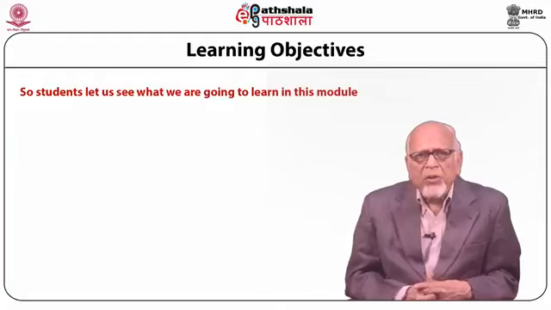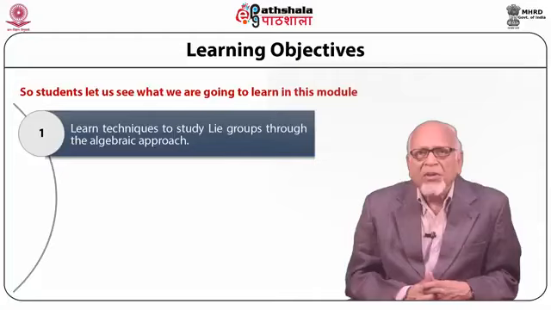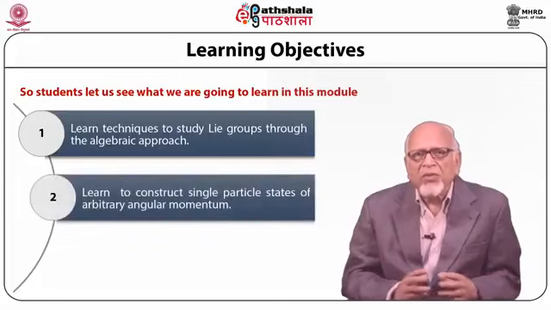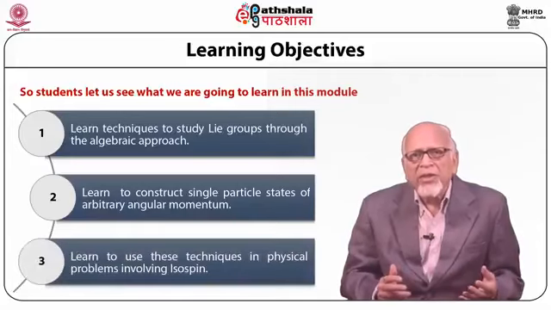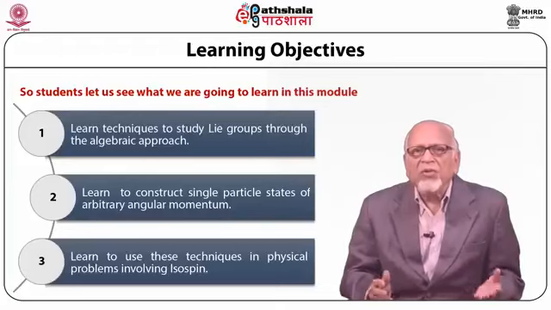In this module, hopefully you will learn techniques to study Lie groups through the algebraic approach. You will learn to construct single particle states of arbitrary angular momentum and then learn to use these techniques in physical problems, for example, in problems involving isospin. It is generally more efficient to take the algebraic approach in the study of Lie groups. Lie algebra is the study of the structure of the group in terms of commutation relations of the generators.